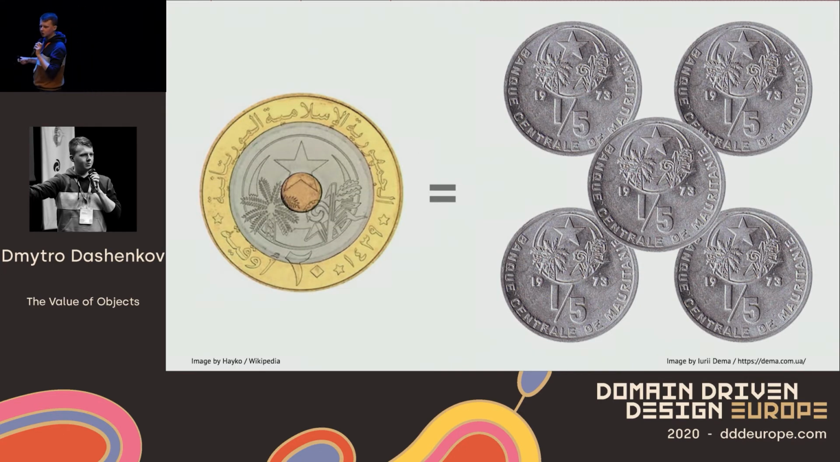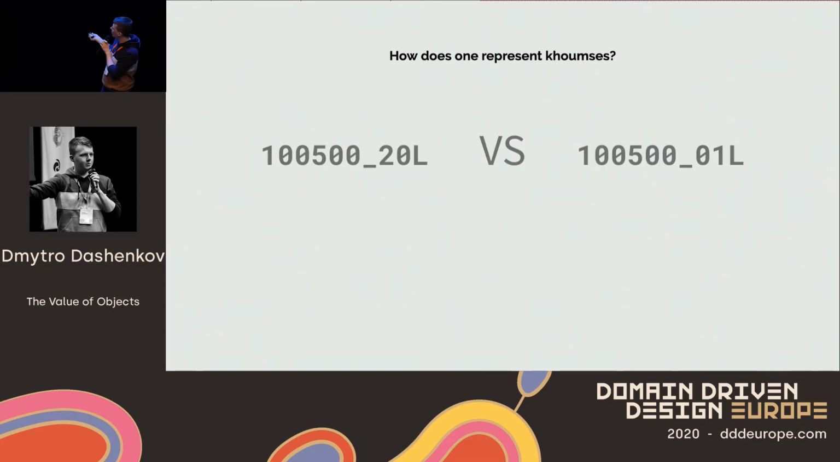Imagine we have to represent Mauritanian currency. It's called the ouguiya, and the equivalent of cents for the ouguiya is khoums. Khoums in the language of Mauritania is one-fifth. So an ouguiya has not 100 khoums, but only 5 khoums. And how do we represent khoums in code?